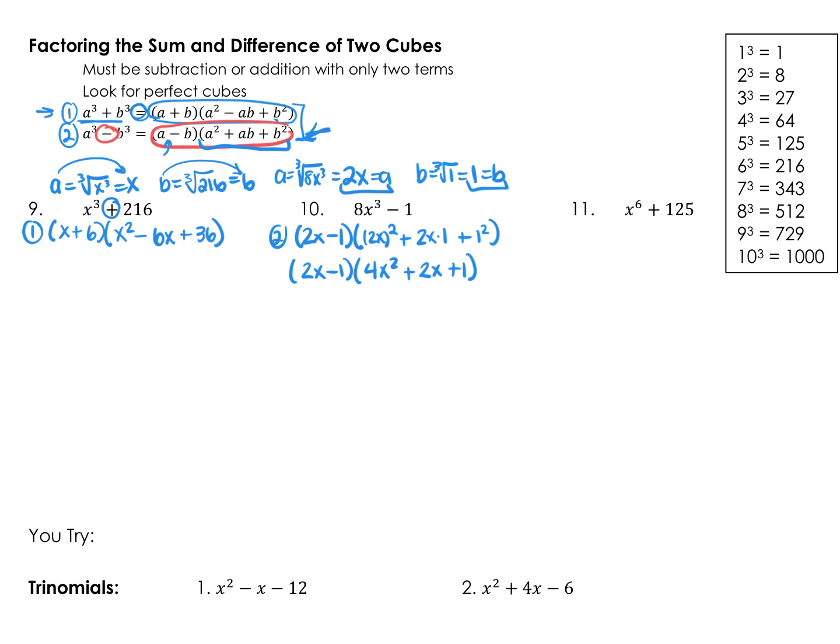For this one over here, to find A, we're going to do the cube root of x to the 6th. Now, this is going to be the cube root of x to the third times the cube root of x to the third, because there's 2 of them in there. So this will actually end up being x squared. So our A is x squared, and for B here, the cube root of 125 is 5.